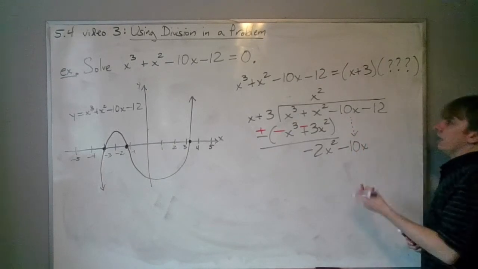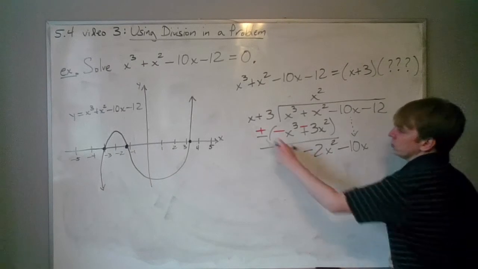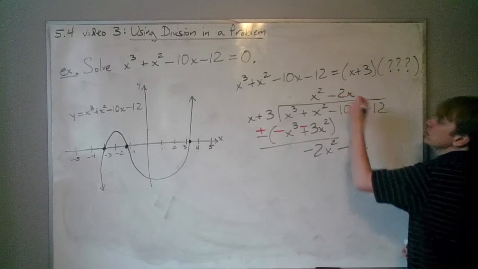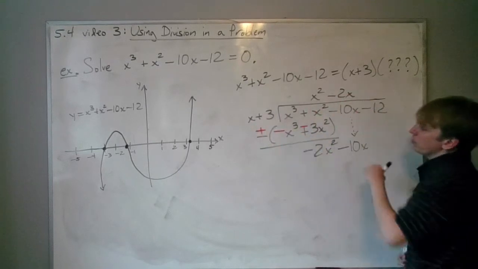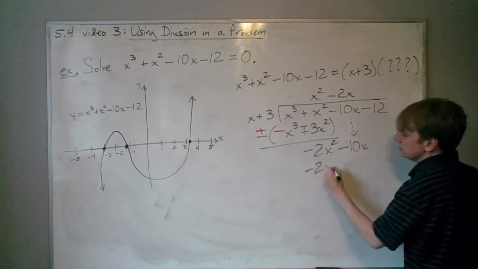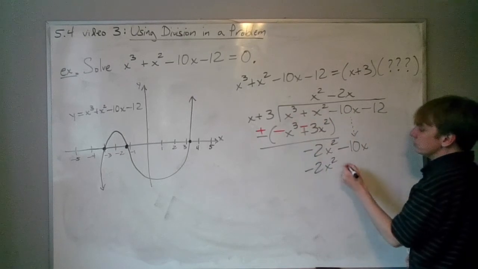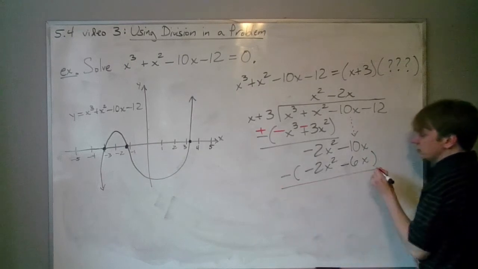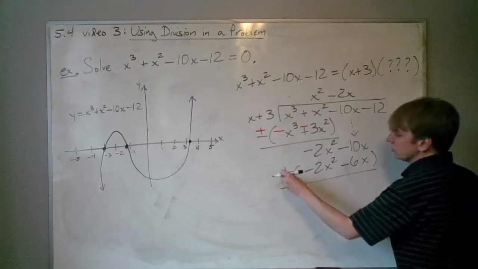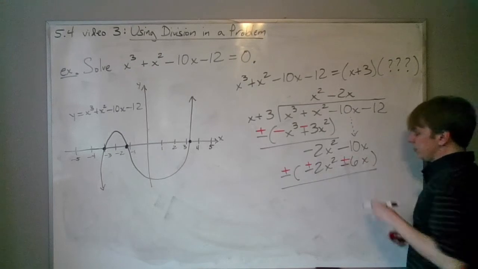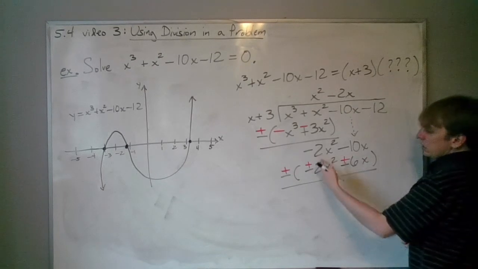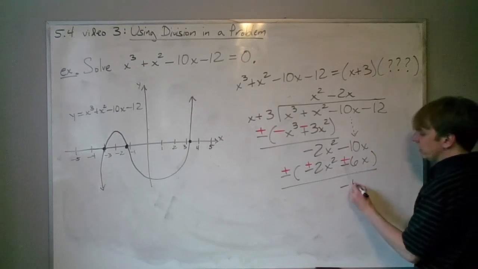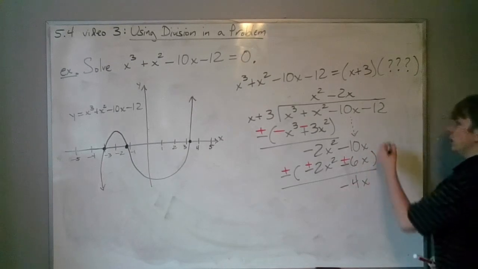Okay, same story again. Negative 2x squared divided by x would be negative 2x. Multiply negative 2x times both parts. Negative 2x times x. Negative 2x times 3. And then we do our flipping the signs operation. So this turns into a plus, and a plus. Negative 2x squared plus 2x squared goes away. Negative 10x plus 6x is negative 4x. And then we bring down the next term.